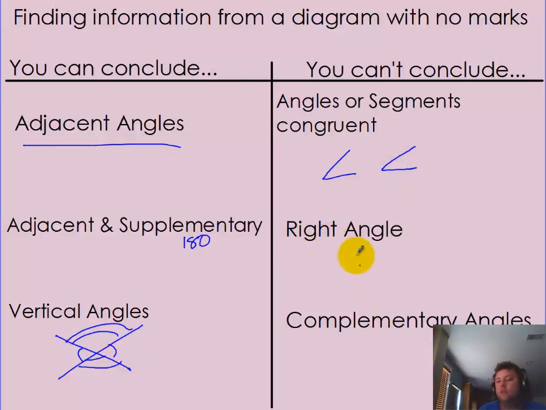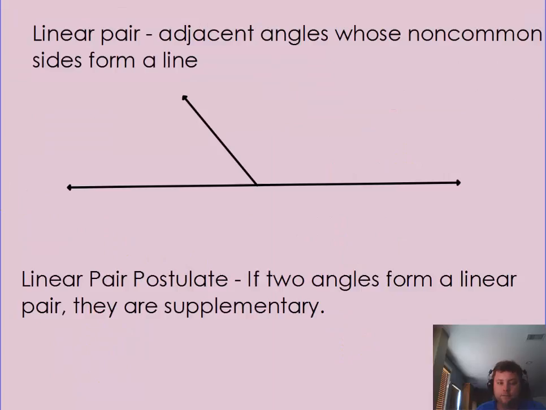Right angles, you can't tell. Even if you drew a straight line like this, I might say, yeah, that looks like a right angle, but unless it's actually labeled a right angle or you have some other evidence, you can't just assume it's a right angle, even if it looks close. Complementary, that's where they add up to 90. Again, even if you have two angles like this and it looks like they add up to a right angle, unless you know they actually add up, you can't say that.